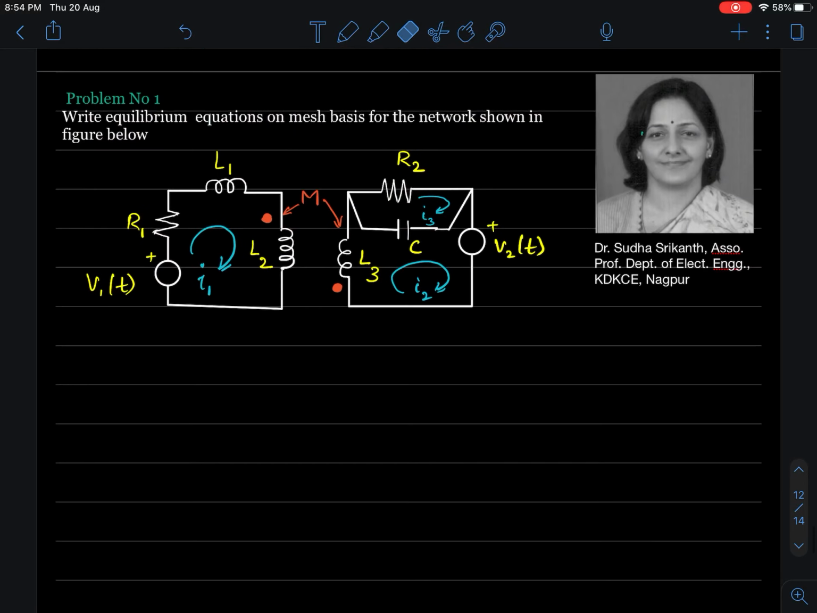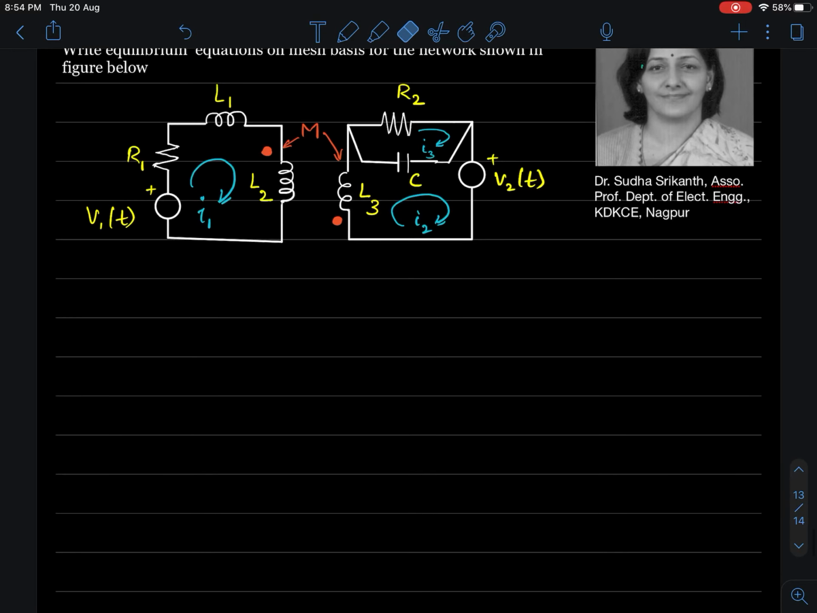convention. So you need to know KCL, KVL, you need to know how to write mesh equations by inspection, and the third requirement is that you need to understand the significance of dots in coupled coils. So we will see.